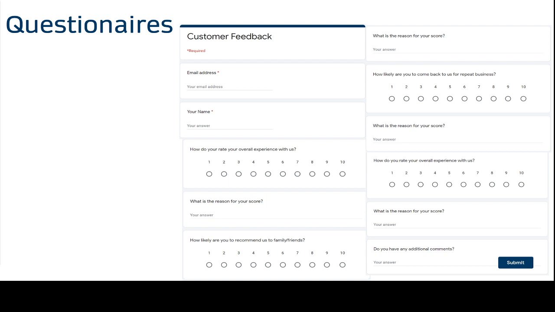How likely are you to recommend us to family and friends? How likely are you to come back for repeat business? And how do you rate your overall experience is there again. An offer for any additional comments is also on the end. And for each of those scores out of 10, there's a box to explain your reasoning for your score.